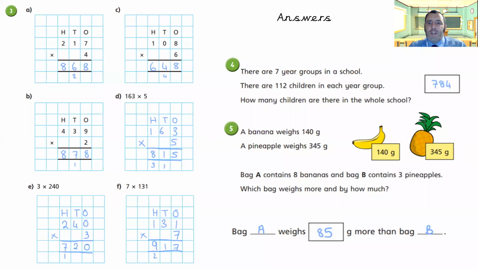Okay, moving on to question 4. There are 7 year groups in a school, and there are 112 children in each year group. How many children are there in the whole school? What we need to do here, the calculation we need to work out, is 112 times 7. Once we've worked that out, the answer is going to be 784.